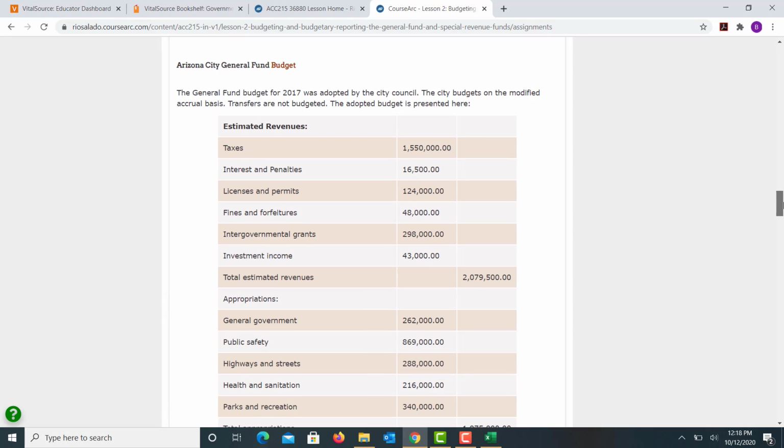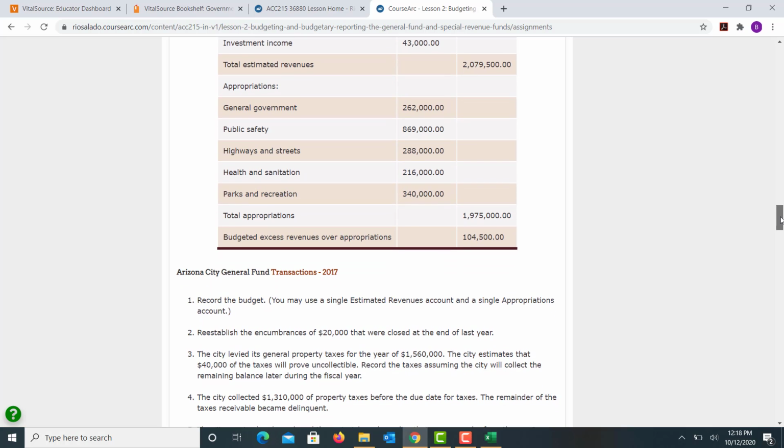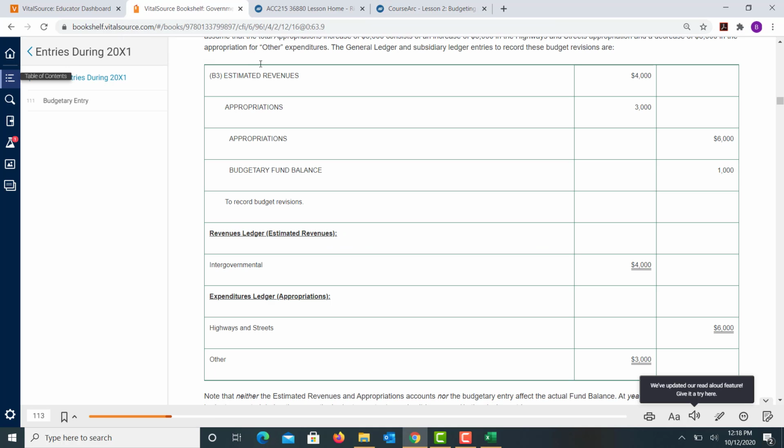Then they're going to show you here their estimated revenues and their estimated appropriations, which are the expenses for the particular categories such as general government, public safety, highways and streets, and so forth. So your first step here is you're going to record the budget. So earlier I mentioned that chapter 4 gets into the nitty-gritty of these expenses.